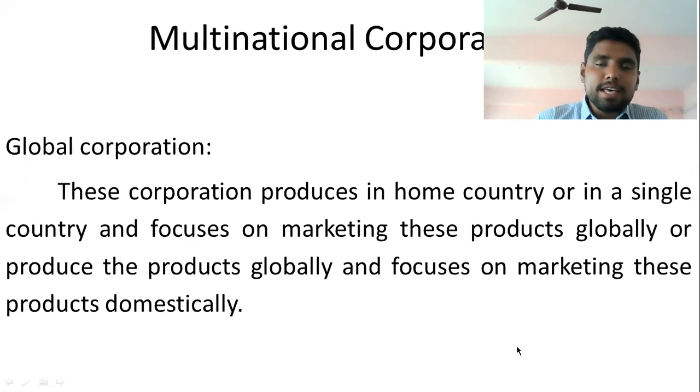A global corporation produces in the home country. If they are producing in one country, they market in other countries. If they are marketing in one country, they produce in another country. This is what the global corporation does. The best example is Apple. For many decades it had its base only in America, produced Apple phones in America, and marketed them throughout the world. These global corporations produce at home but market their products in various other countries.